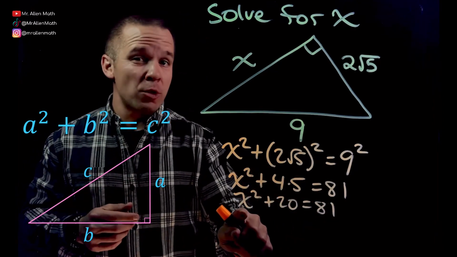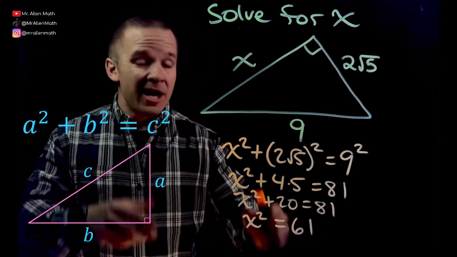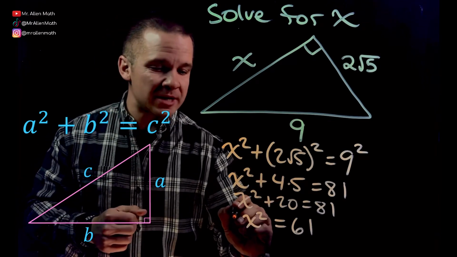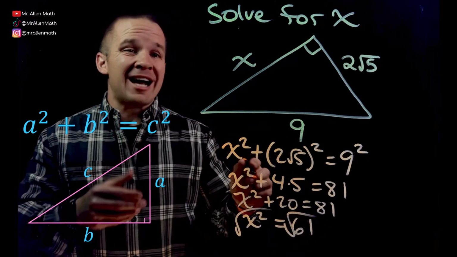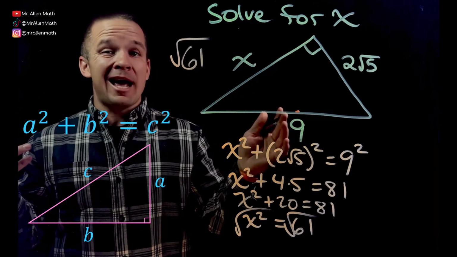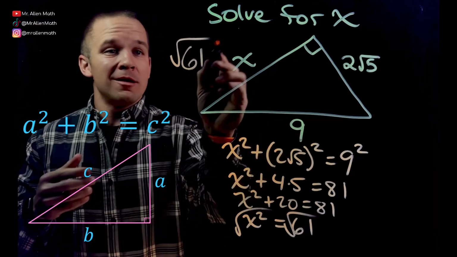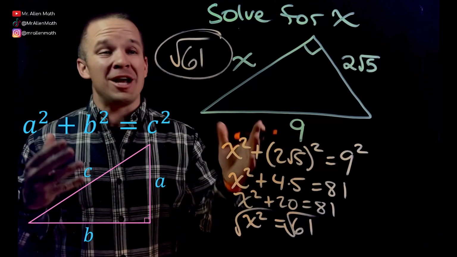Now I need to get this x squared all by itself. Last thing I'm going to do here is I'm going to square root on both sides. Now I'm going to try and break down that square root of 61. But I can't. So my final answer is just going to be square root of 61. No factor tree here, and that's what I'm talking about.